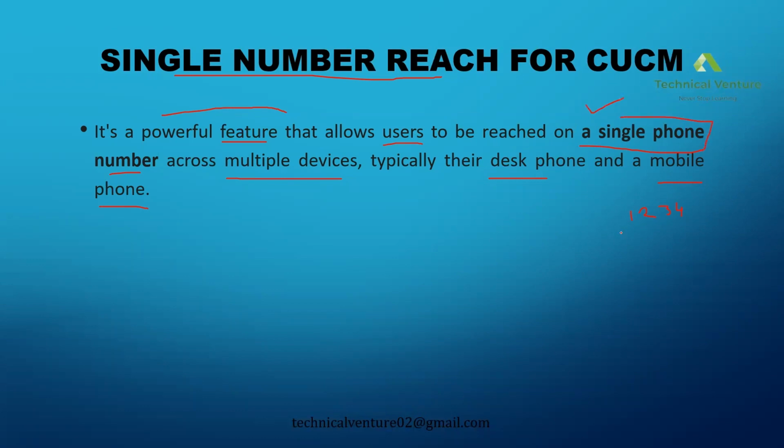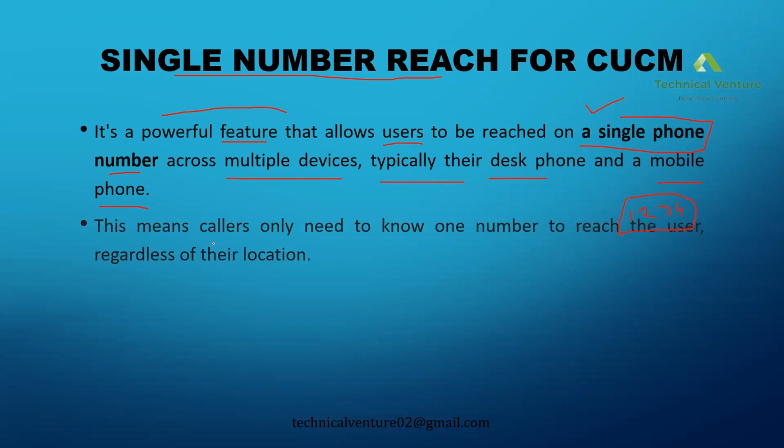So it's a feature which allows users to be reached on a single phone number. The phone number is the same, your phone number is not going to change, but we will just put your cell phone number in that particular configuration, right? So it is a single phone number across multiple devices, typically your desk phone and a mobile phone. Second thing, callers only need to know one number to reach the user regardless of their location, right? Wherever you are, there is no need to give your mobile number to anyone. They can just make a call on your desk phone and then you will get a call on your mobile phone as well.